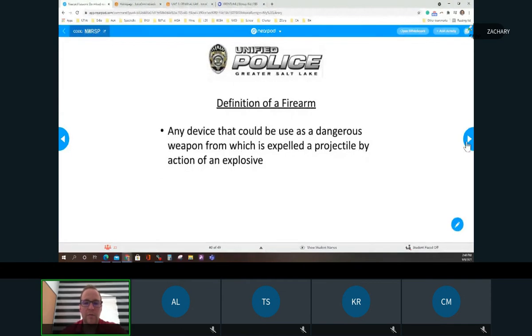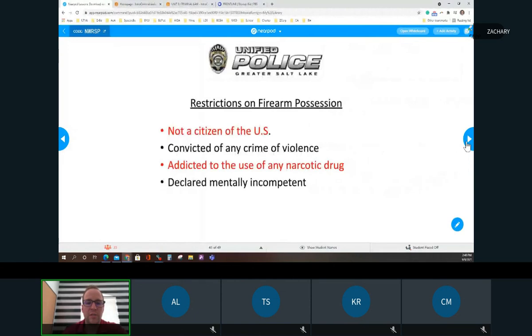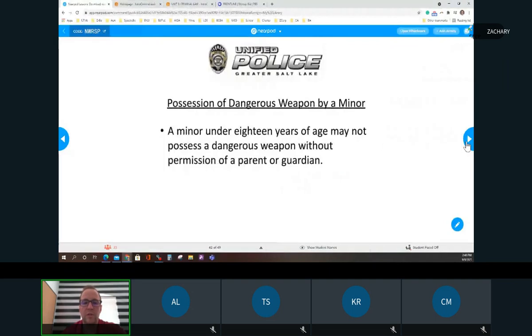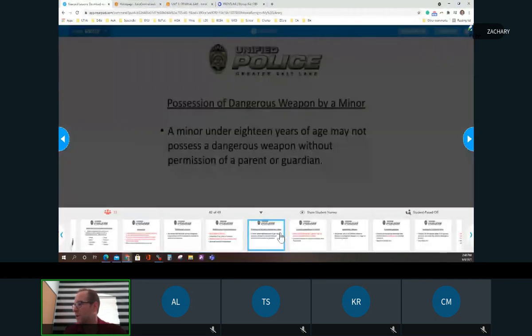So here's another thing with a firearm. Okay, there are restrictions, like not being a citizen of the US. We do have the Second Amendment calling for a right to bear arms, but there are laws around that. If you're convicted of a violent crime, you're unable to hold one. If you're addicted to any use of narcotic drugs, you should not have one. If you're declared mentally incompetent, you cannot have a firearm either. If you're under 18, all of you guys that are in class here, maybe some of you are 18, but you should not be able to possess a firearm.